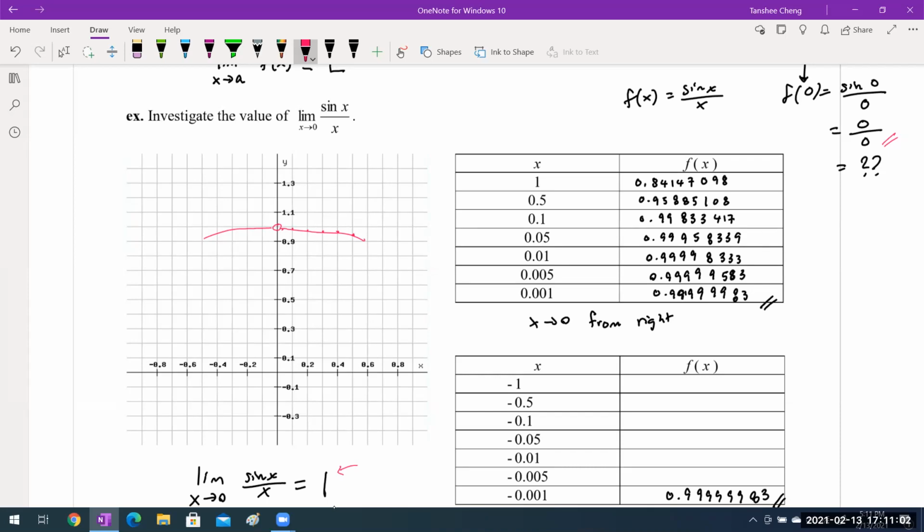So this is one way that we can use limits. And this is a very beginning idea of how to find the limit by numerical methods, which is to find the table of values and then look at where it's approaching.